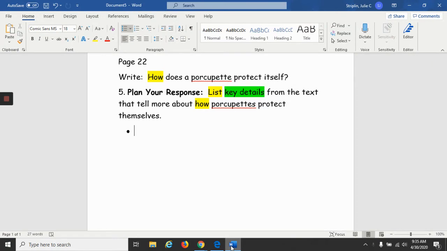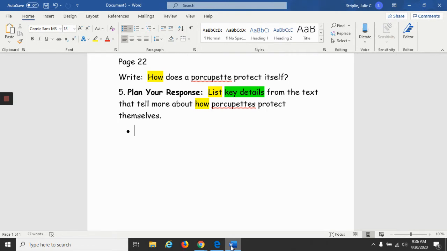And I will go over some of the key vocabulary that you are seeing on this page I have pulled up and explain why I have done what I have done here with the highlighting. So get those things handy and let's begin. So again, you're going to be using page 22. Today you're only going to answer question number 5.